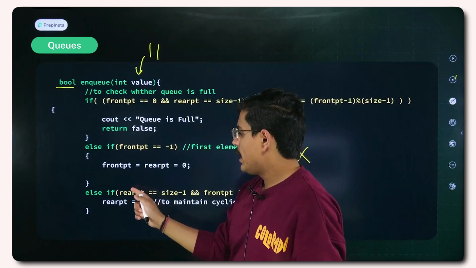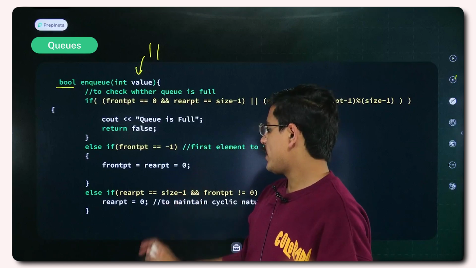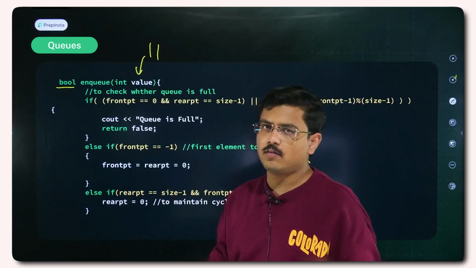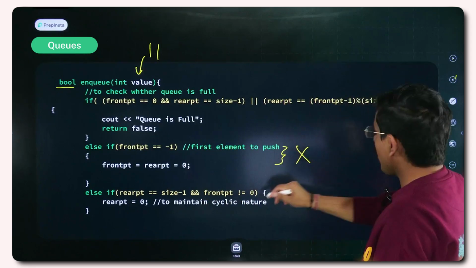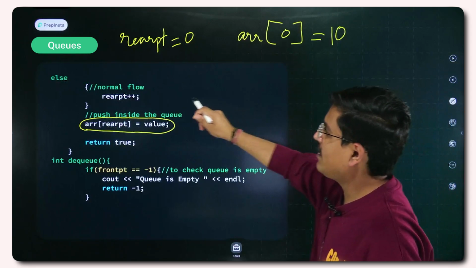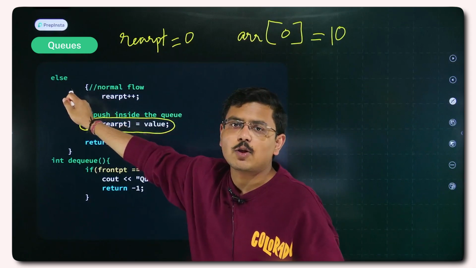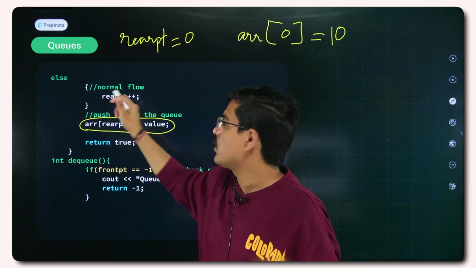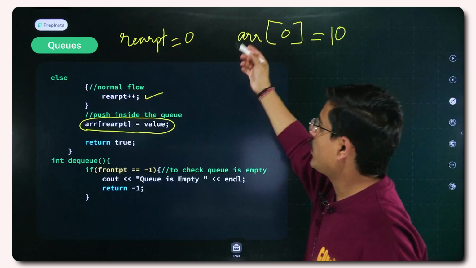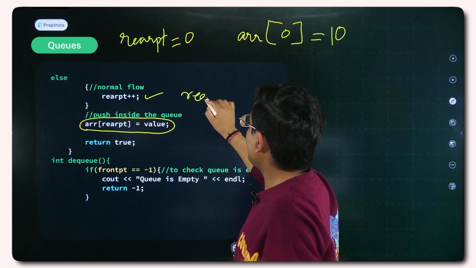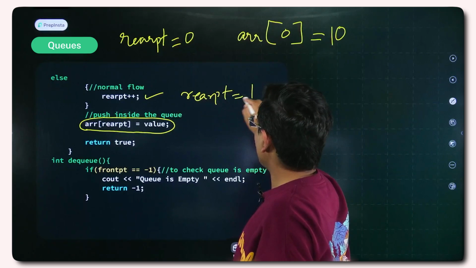Now, rear PT equal to size -1. Is it like that? No, it's not. So if it's not like that, what will happen? This else block would execute, rear PT++. So right now rear PT was 0. You increase it. Rear PT becomes 1.